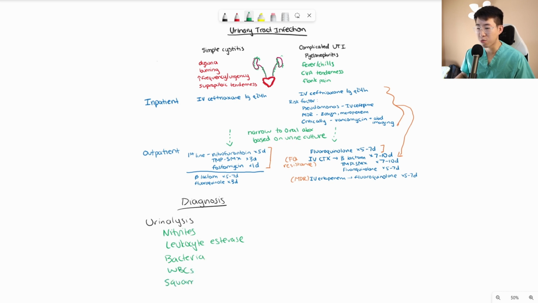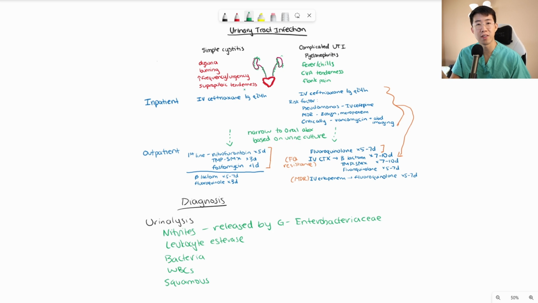So nitrites, what are those? These are actually substances that are released by bacteria, specifically gram-negative bacteria from the Enterobacteriaceae family. One of the scenarios where you may have a nitrite-negative UTI is if somebody is coming in with a gram-positive infection like Enterococcus.